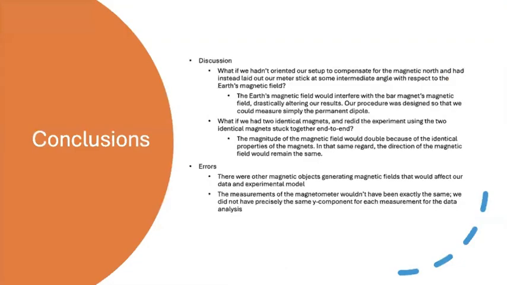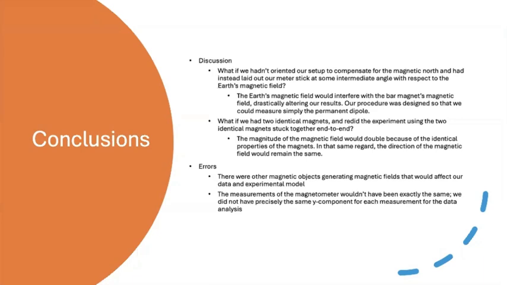If we had oriented our setup differently, that magnetic field would have interfered with the bar magnet's magnetic field, drastically altering our results. That's why we had our procedure designed to measure simply the permanent dipole. And if we had stuck two identical magnets together, the magnitude of the magnetic field would double because of the identical properties of the magnets, but the direction would have remained the same.